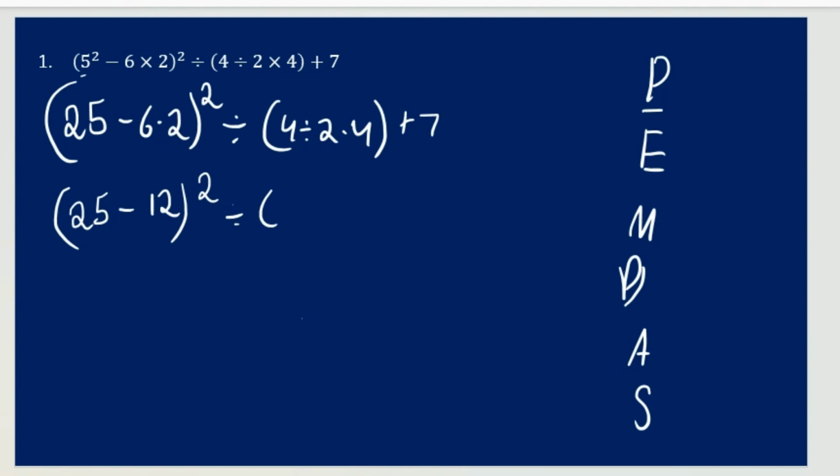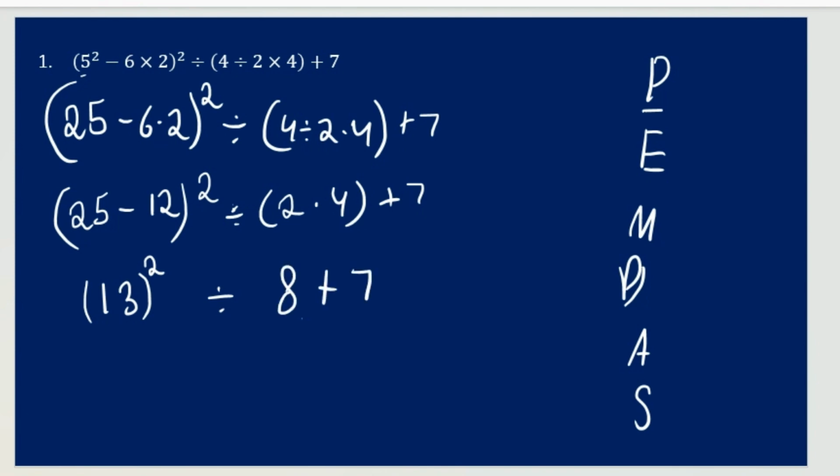Okay, so while solving this parentheses, we can also solve the other one. So here, first thing we should do is 4 divided by 2, and that is 2. Correct. And then 4 plus 7. And now, here, 25 minus 12 is 13. Correct. And so 13 squared, and then divided by, okay, so 2 times 4 is 8, and then plus 7. And now 13 squared would be 169 divided by 8 plus 7.